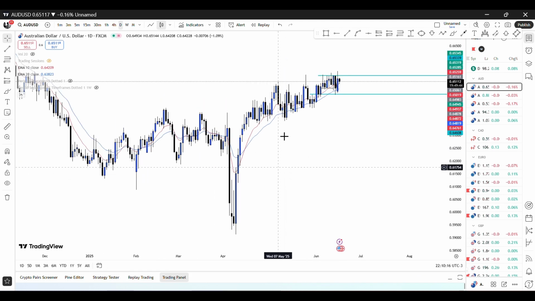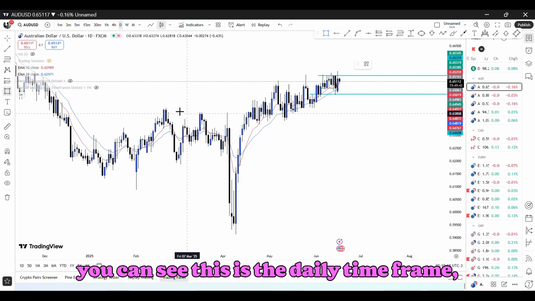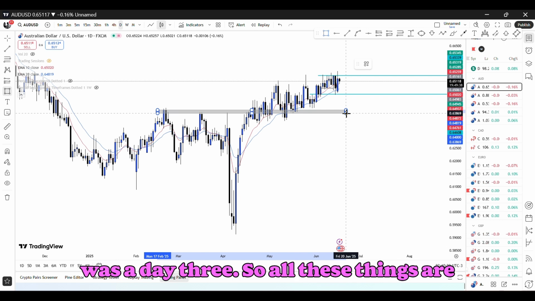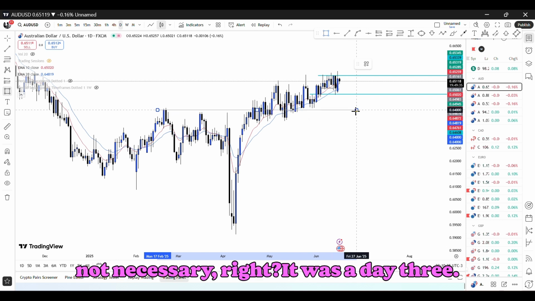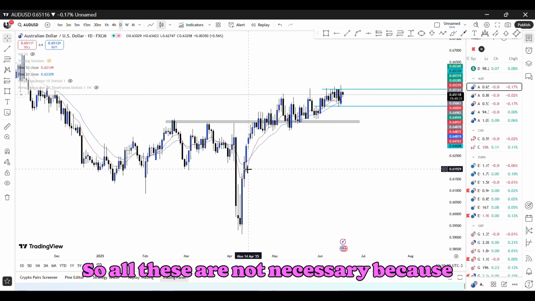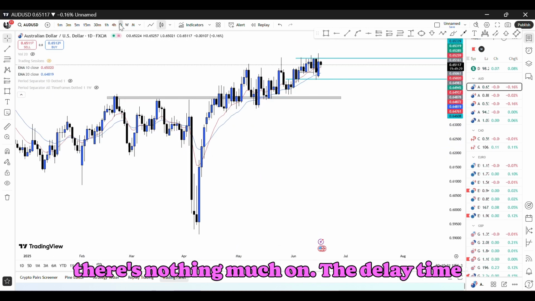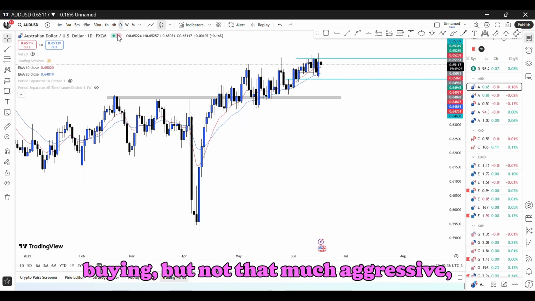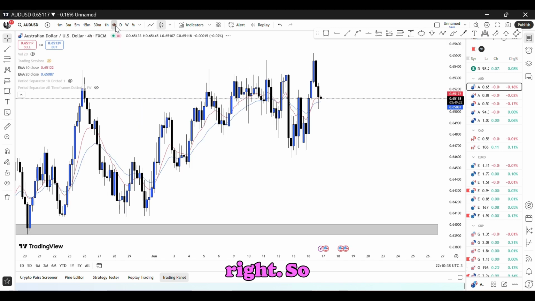So you can see this is the daily time frame. It was a day trade, so all these things are not necessary. You can see there's nothing much on the daily time frame. What we can see is the market is buying but not that aggressive.